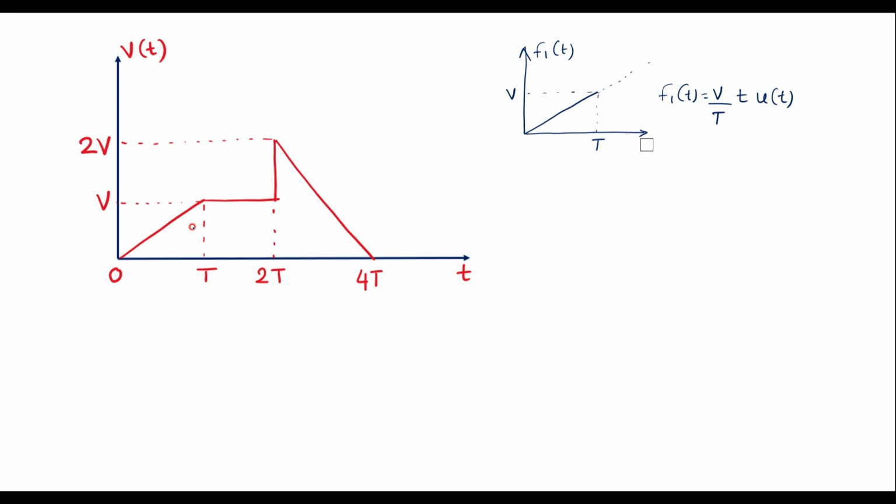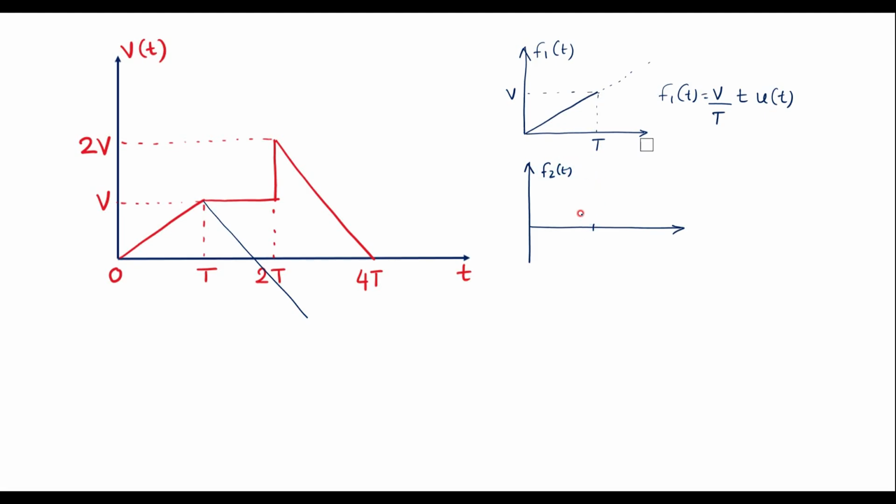Now here we can observe that this ramp signal is continued till infinity, but in the waveform, this signal is stopped at t equal to T. So to stop this ramp signal at t equal to T, we should add one negative ramp signal at t equal to T, which should be like this. So let me add one negative ramp signal at t equal to T. Let that be my second signal, that is f2 of t. Say this is f2 of t.